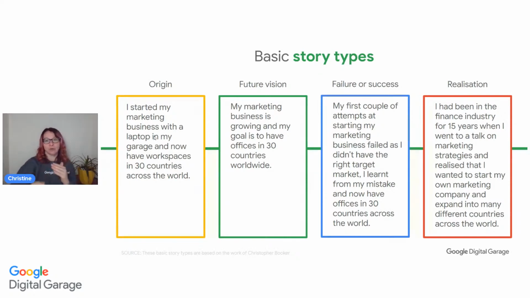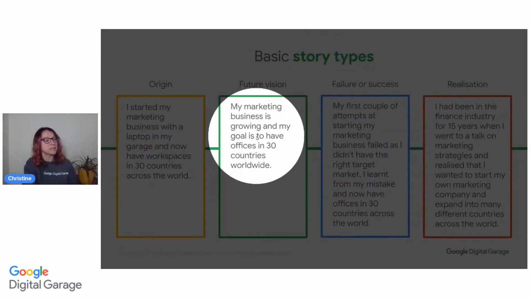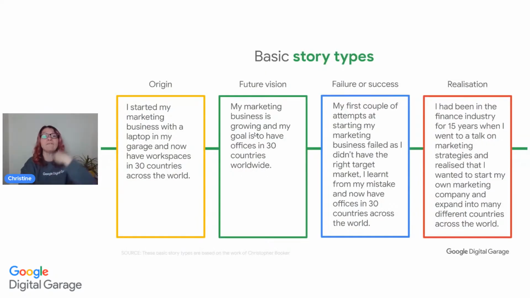The future vision story flips that rather. It starts with now and looks to the future. So, for instance: "My marketing business is growing and my goal, what I can see in the vision, is to have offices in 30 countries around the world." So it's almost the opposite of the origin story. Rather than telling from the past through to today, it tells from where we stand today and where we're going. Now, they're the two most basic kinds of story.